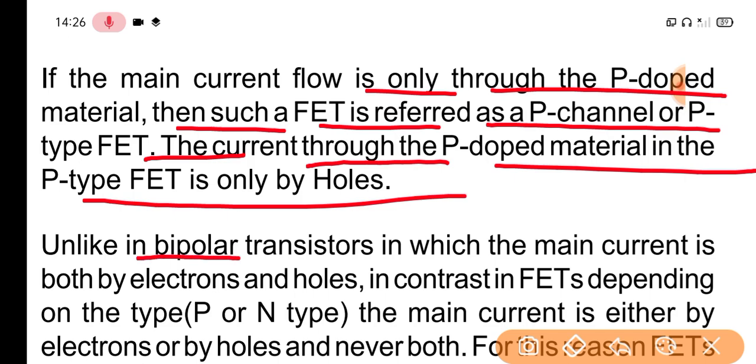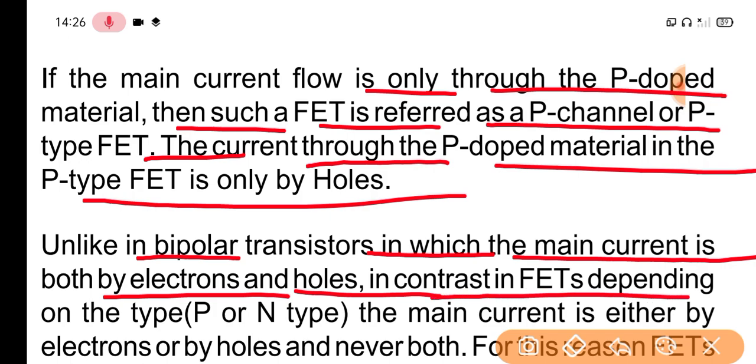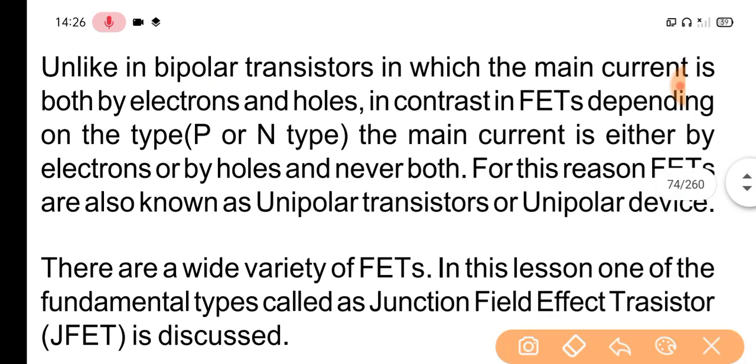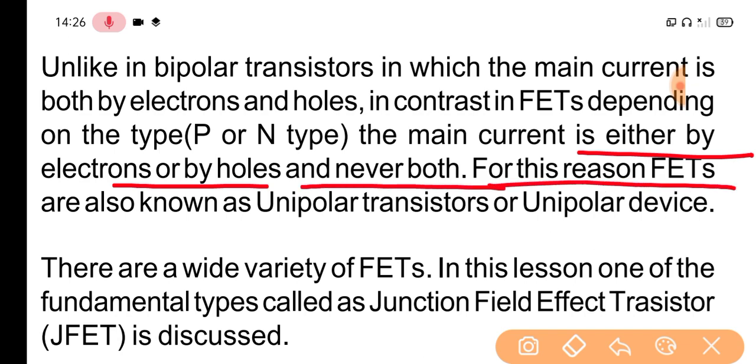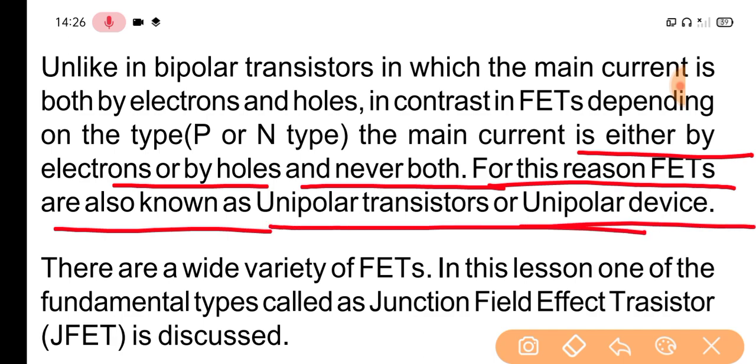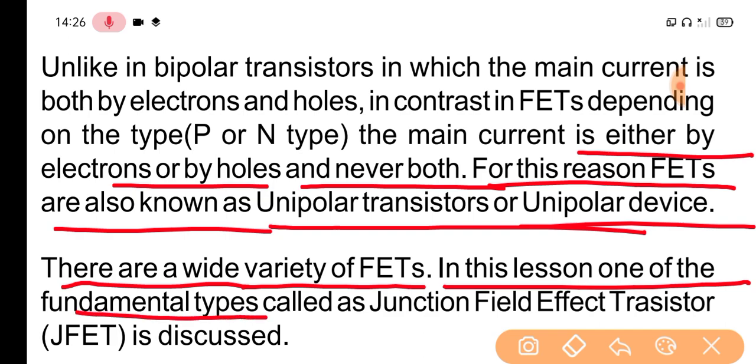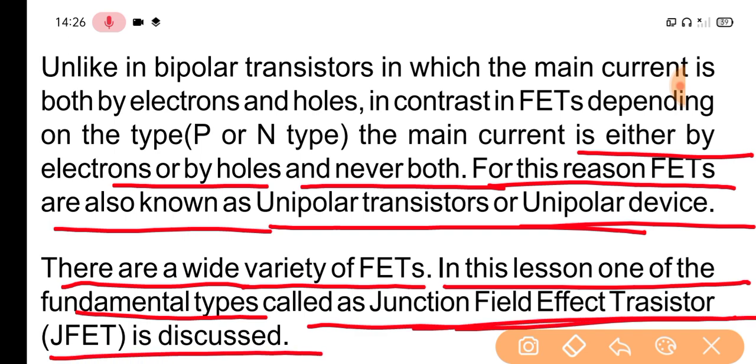Unlike a bipolar transistor, in which the main current is by both electrons and holes, in a FET, depending on the type, P or N, the main current is either by electrons or by holes, and never both. For this reason, FETs are also known as unipolar devices. There are a wide variety of FETs. In this lesson, one of the fundamental types called a junction FET, that is junction field effect transistor, JFET, is discussed.